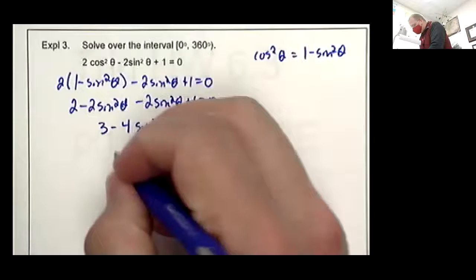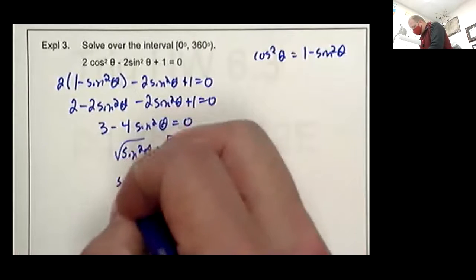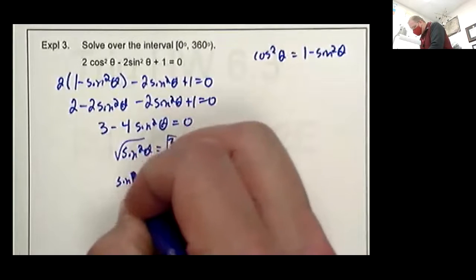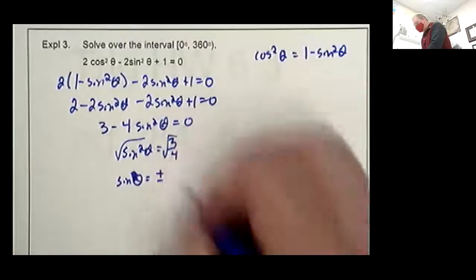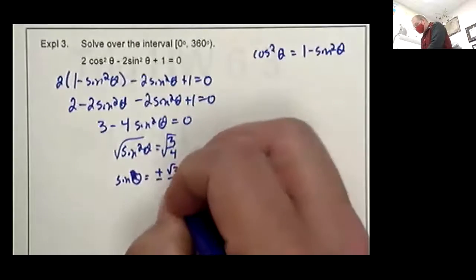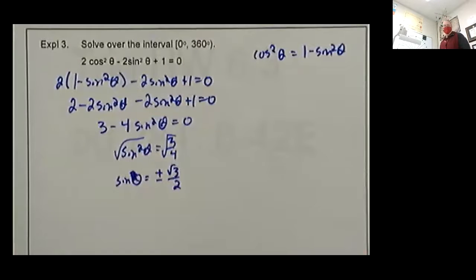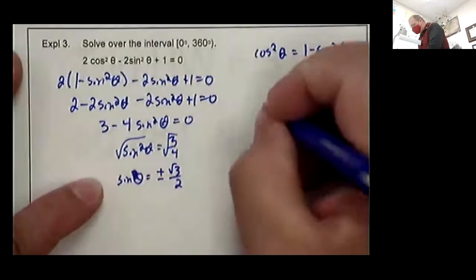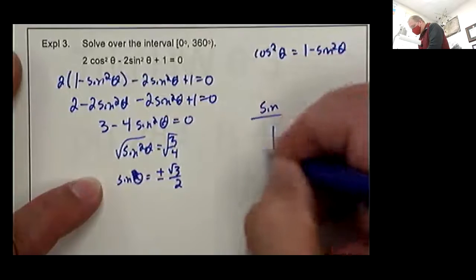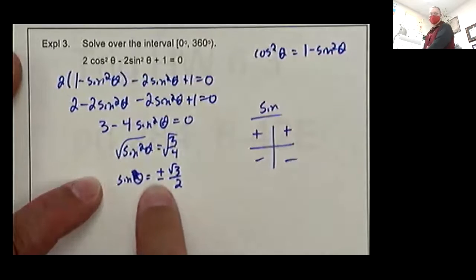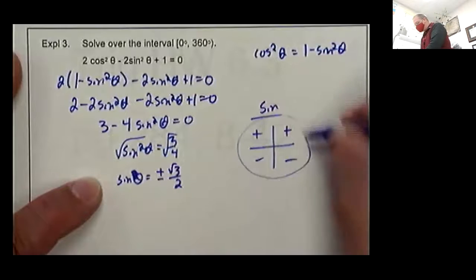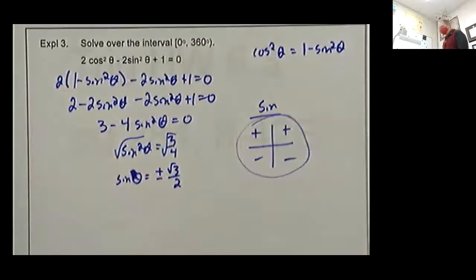We can undo the squared then by square rooting. We get sine of theta then is equal, because we square rooted to solve, it's a plus minus √3/2. So there's our sine equation value. For sine, we're going to remember that sine is plus, plus, minus, minus. But here we have both a positive version and a negative version. That means we're going to want answers in all 4 quadrants.